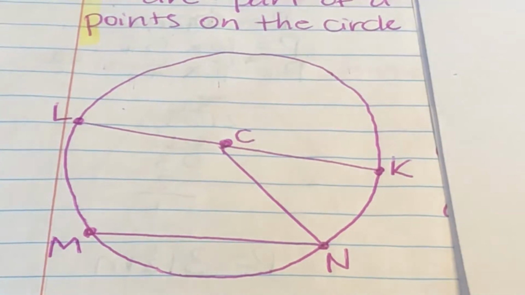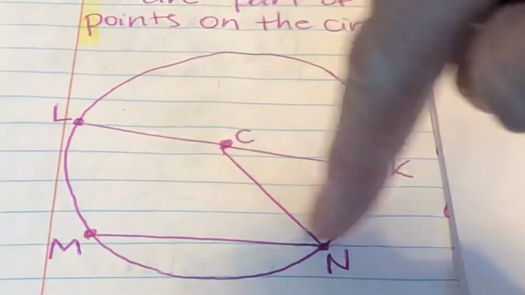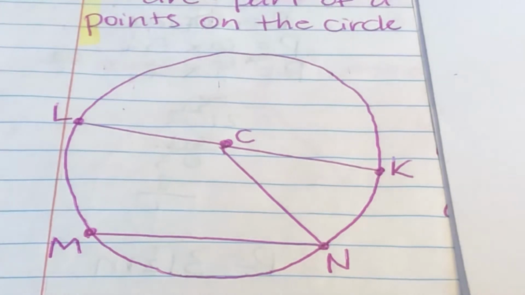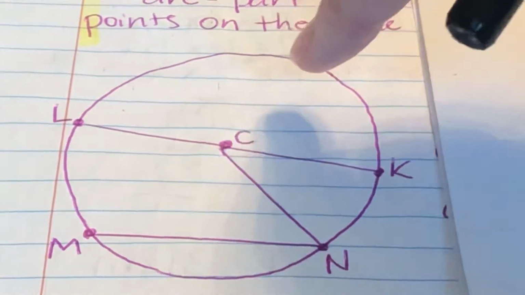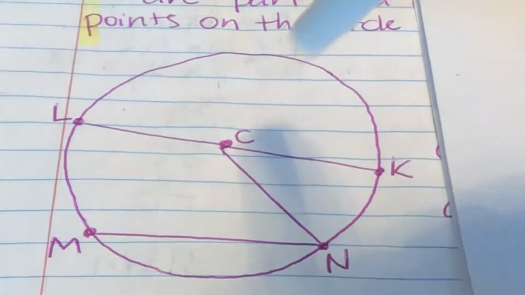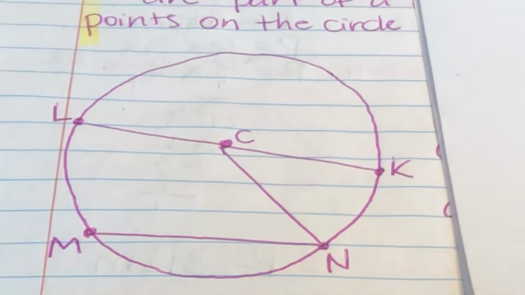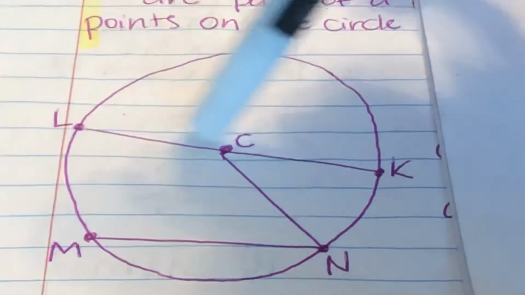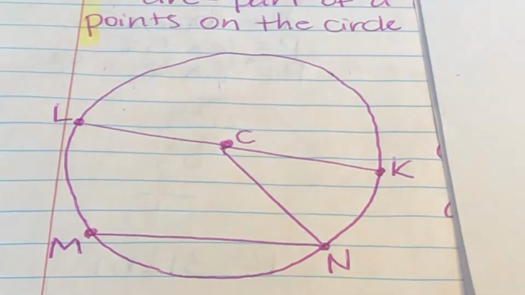If we look at MN, both of the points of that line segment are on the circle. So MN would also be a chord. CN can't be a chord. This isn't on the circle. CK, CL, none of those are chords because C is in the middle. It's not on the circle. In order to be a chord, the points have to be on the circle. So LK and MN are the only chords in this particular circle.